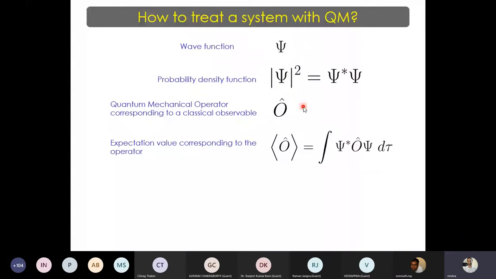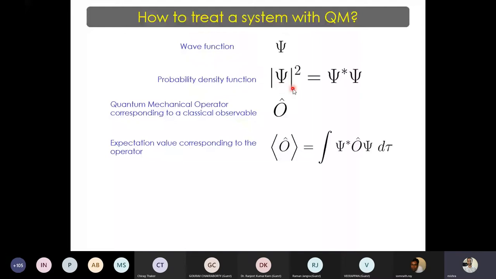So then what do we do? In quantum mechanics, whenever we define a system, we essentially want to look for this psi, the wave function, which defines the state of the system. Now, this wave function psi contains all the information about the system that you can ever possibly know. Whatever you want to know about the system is in this wave function. Now, what is the physical meaning of this wave function? Actually, there is none. Although the wave function itself doesn't have a physical meaning, what has a physical meaning is its psi star psi, the absolute square of the wave function, which has a probabilistic interpretation and describes a probability density function.